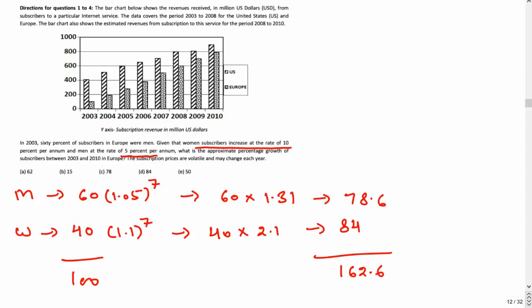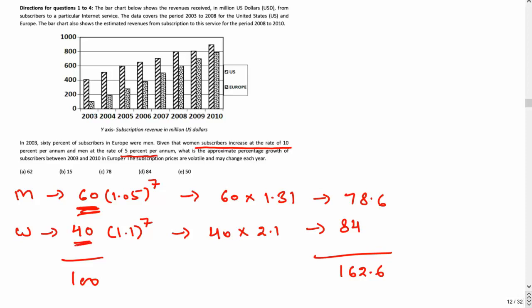Now guys, you can very well understand, if I take men as, let's say, 60. Why I'm taking men as 60? Because I can take men as 60%, that is what they have given to us in the question. And then women will be the remaining 40%.